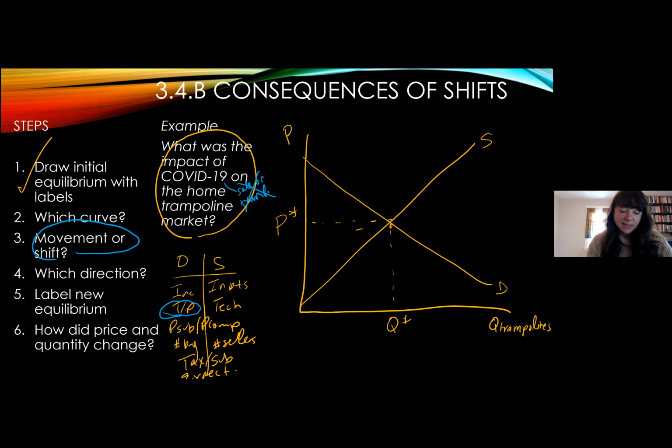But the question doesn't say that. So if we think it's affecting the model through tastes, then that is a shift. Which direction? I think it made demand go up. So now I'm ready to draw a new demand curve. And this is what we call prime notation, so like giving it a little asterisk. And if that were the only thing that happened, we would now be here, where there are more trampolines being sold and they're selling for higher prices.